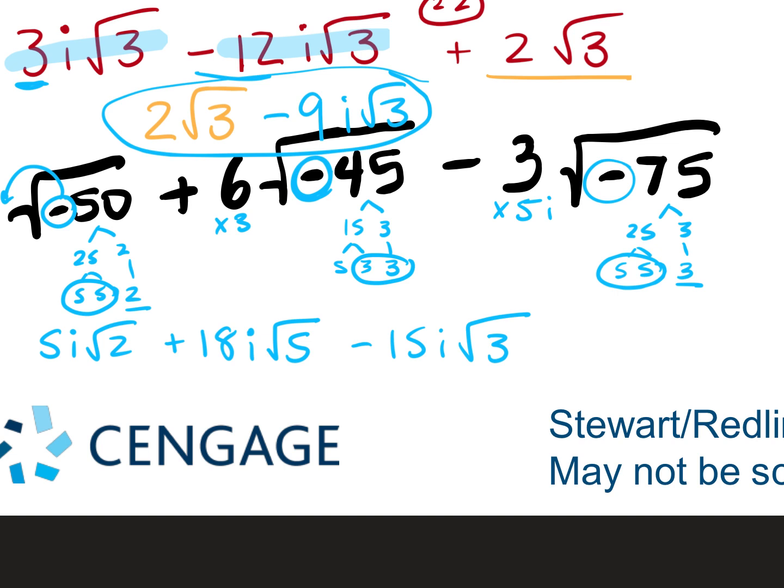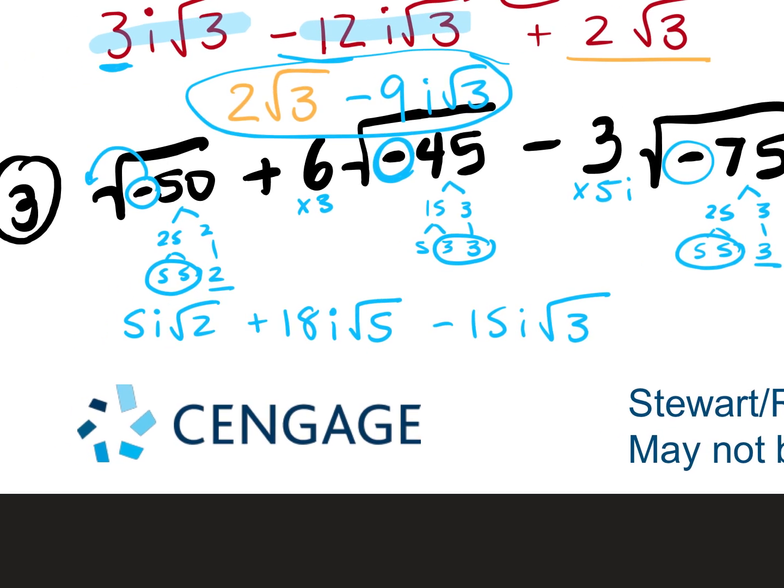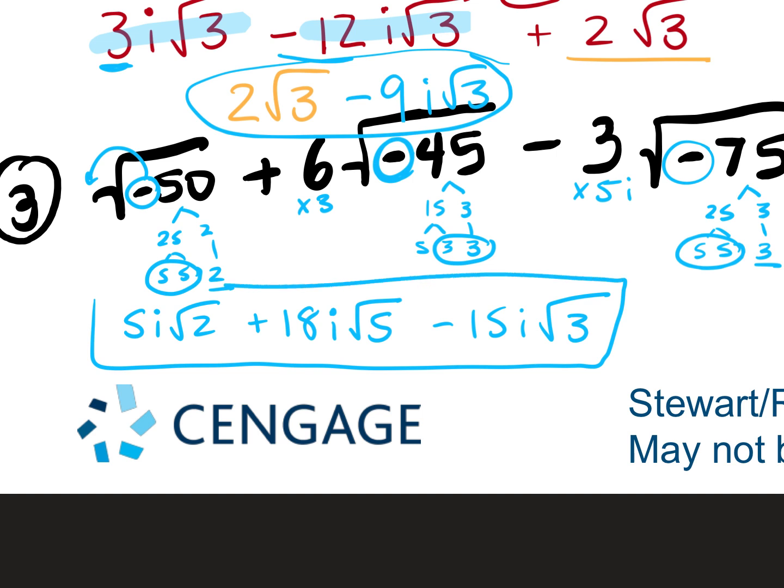Do we have like terms here? No. Do we have a real part here? No. So it's all imaginary, and we can't combine any of these together because they're not like terms, because the radical is different in each one. So this would be our final answer. And it doesn't matter what order we put it in because they're all imaginary. Remember, you'd always want the real part to come first, but we don't have a real part here.